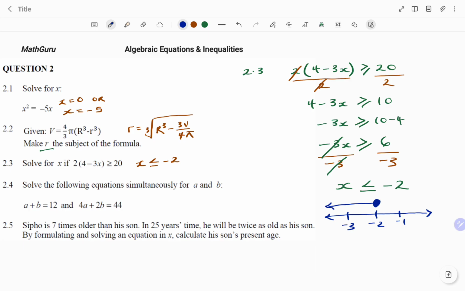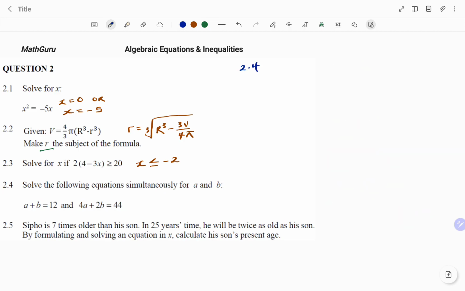The next question is a simultaneous equation. It says solve the following equations simultaneously for a and b. I have a plus b equals to 12. That will be my first equation. And then my second equation says 4a plus 2b equals 44. I can simplify further by factoring out 2.